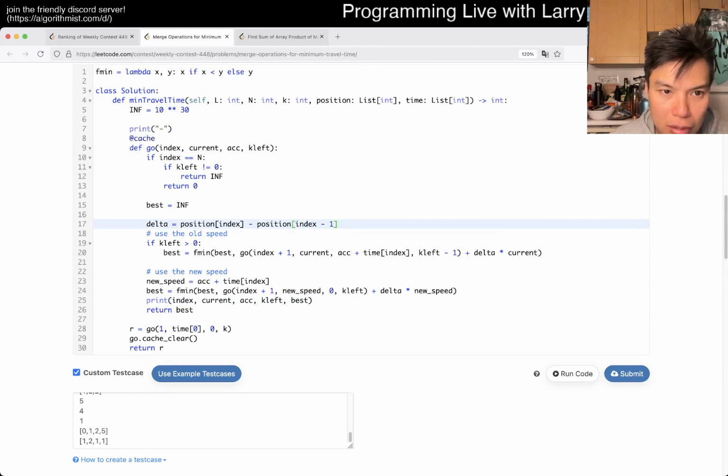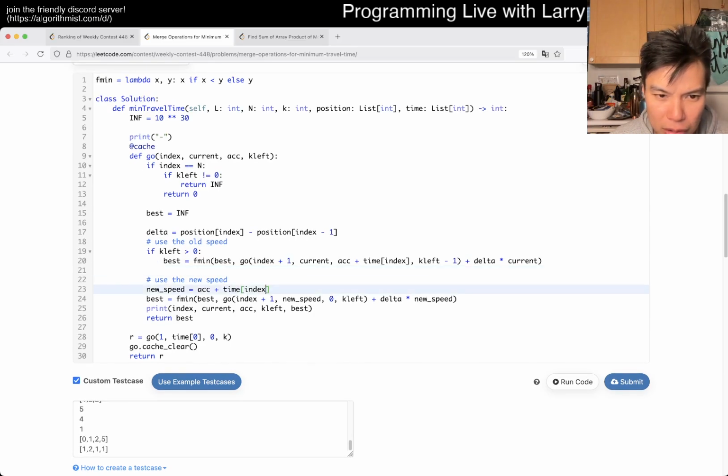Okay, so now this is looking at the past, and whether we should use it, right? So this is the delta. We go, okay, we should use the old speed, and then accumulate the current time index. Why is this wrong? Use the new speed. What is the new speed? Yeah, it's too confusing for me to change. Let's go back to here for now.